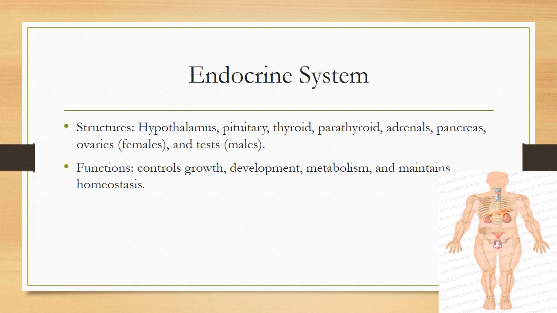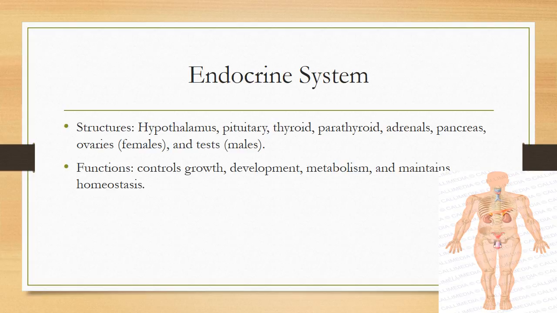Your endocrine system is all of your hormones. So this is your hypothalamus, your pituitary, your thyroid, parathyroid. Your thyroid and your parathyroid are more towards your neck, and your pituitary and your hypothalamus are associated with your brain. Your adrenal glands are on top of your kidneys. And your pancreas is right underneath your stomach, towards the left side.